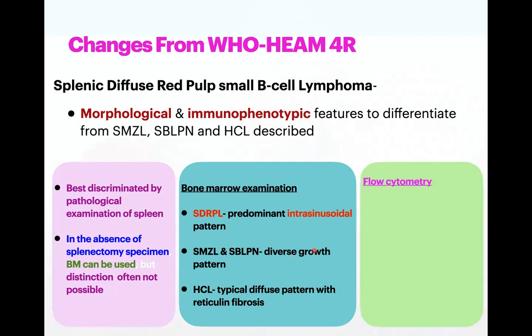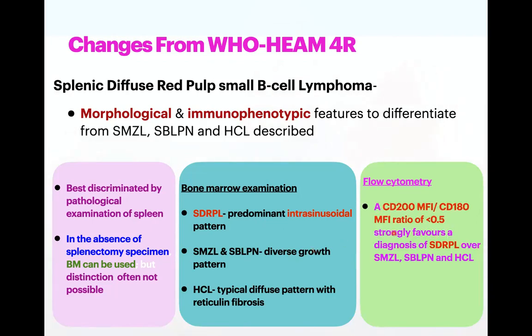In flow cytometry, one criterion has been given to differentiate it from the other entities, that is the mean fluorescent intensity ratio of CD200 and CD180. If the ratio of these two is less than 0.5, it strongly favors a diagnosis of this splenic diffuse red pulp lymphoma over the splenic marginal zone lymphoma, splenic B-cell lymphoma with prominent nucleoli, and hairy cell leukemia.